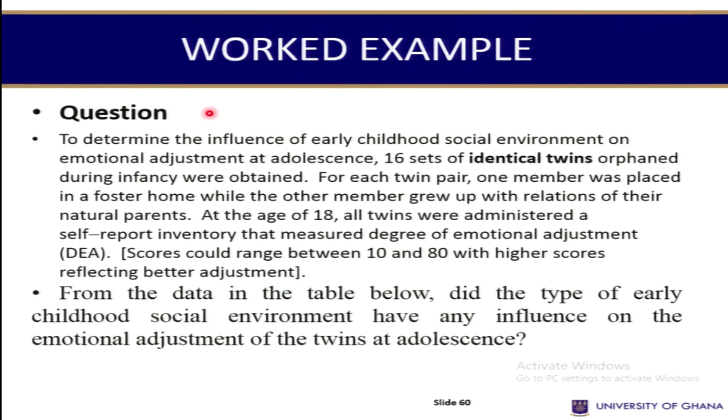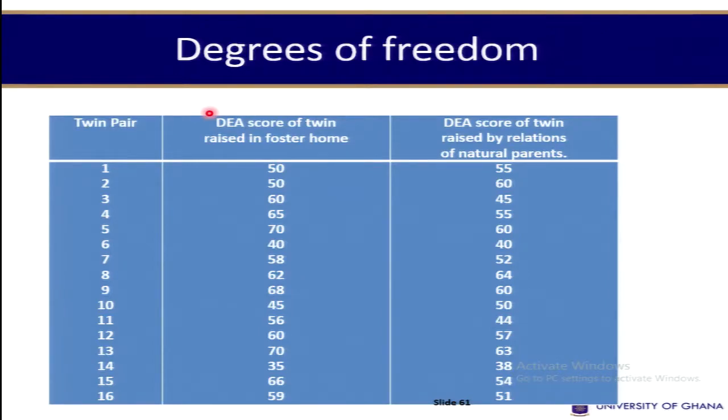So look at the question clearly. Let me ask, is this a one-tail research situation or a two-tail research situation? Is the question saying that those raised up in a foster home will be better adjusted than those raised up with their natural parents? Or did it say that those raised up with their natural parents will be better adjusted than those raised up in the foster home? No, we can't deduce that from the statement here. So clearly, this is a two-tail situation.